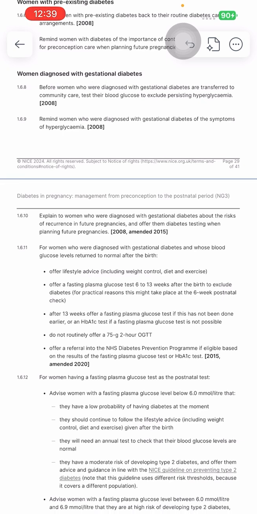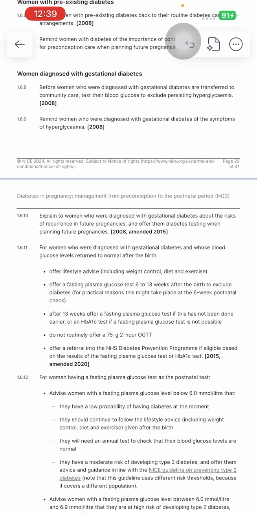So, women diagnosed with gestational diabetes. Before they are referred to community care, test their blood glucose to exclude pre-existing hyperglycemia. Remind women diagnosed with gestational diabetes of the symptoms of hyperglycemia. Inform them about the risk of recurrence in future pregnancies, and offer them diabetes testing when planning a future pregnancy. So you have to tell the patient that there is an increased chance of her developing diabetes mellitus in the next pregnancy. So pre-pregnancy counseling is very important. Whenever she has a plan for a baby, she has to come for pre-pregnancy counseling, and in that we will offer her a booking OGTT when she gets pregnant.